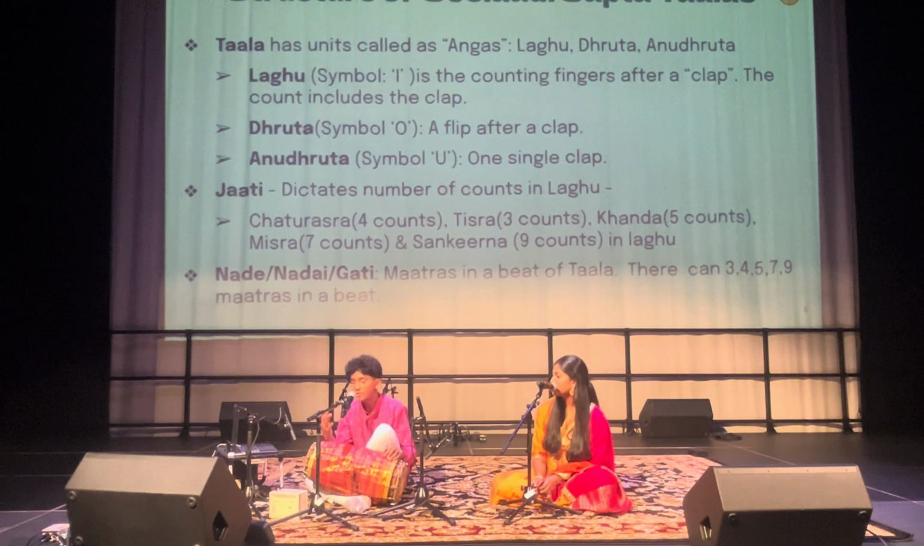So we can have 3 matras, 4 matras, 5 matras, 7 matras, and 9 matras in each beat, also known as Tishra Nare, Chaturasha Nare, Khanda Nare, Mishra Nare, and Sankirna Nare. And so we can represent this with certain phrases. So Tishra Nare can be represented with the phrase Takkita. So let's put this together into Aditala. So if I want to fit 3 subdivisions in each akshara, I'll have to fit Takkita into each beat.